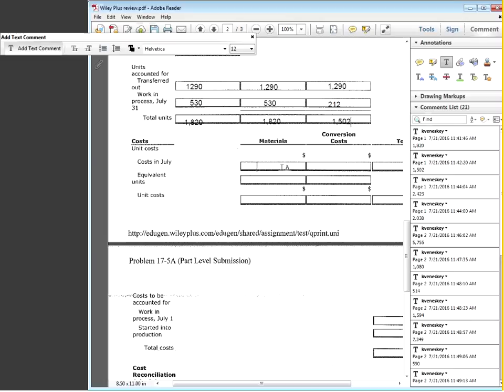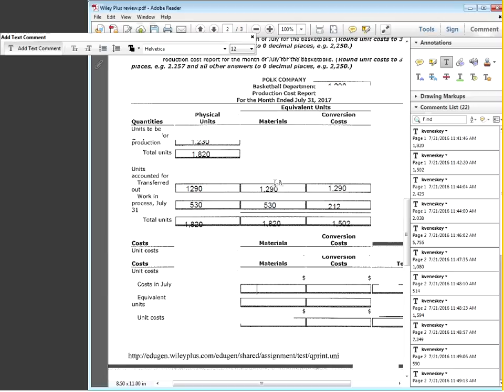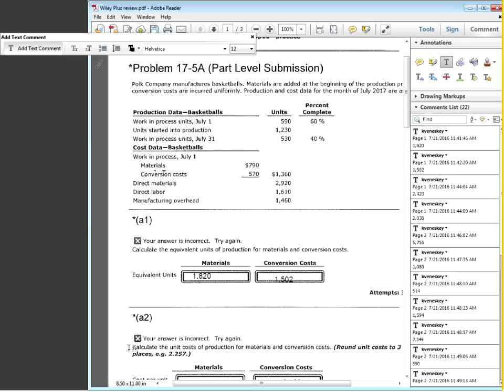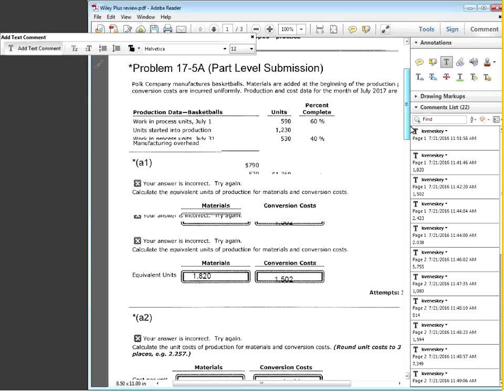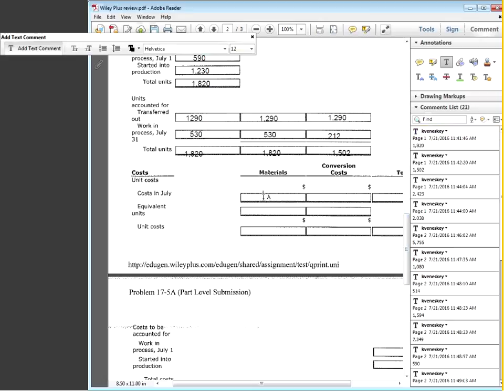for materials. Well, they just gave it to us again up at the very beginning. We scroll up. Cost for July, well, that includes what we started with, so let's put that in the calculator, 790, plus our direct materials of 2920, and we get the 3710 for materials. Equivalent units of materials, well, that's what this number right here tells us, the 1820.